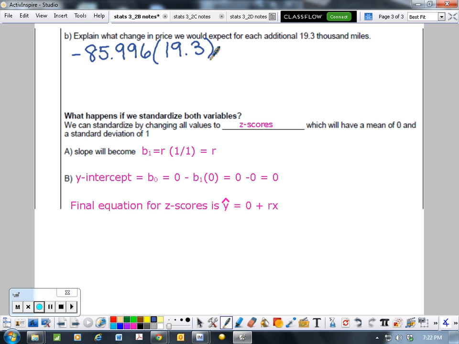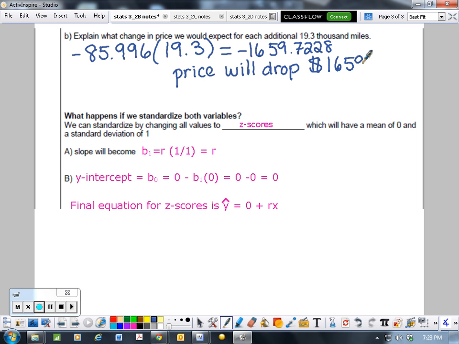I feel like I'm seeing the word change all the time. And so when I multiply this, I get negative 1659.7228. And so that means the price is going to drop approximately $1,659.72 for each additional 19.3 thousand miles.